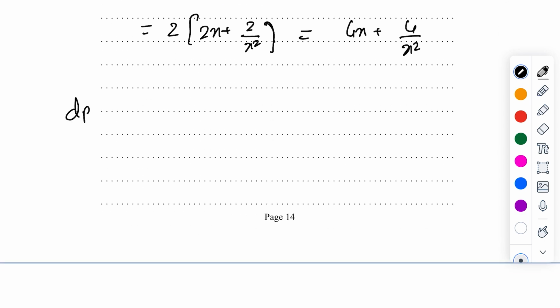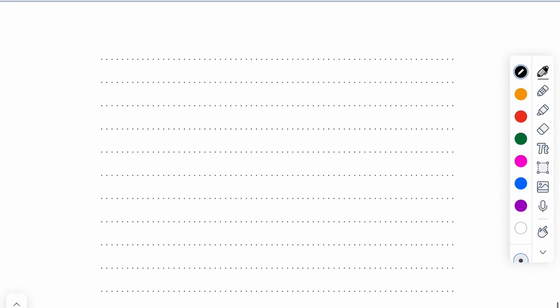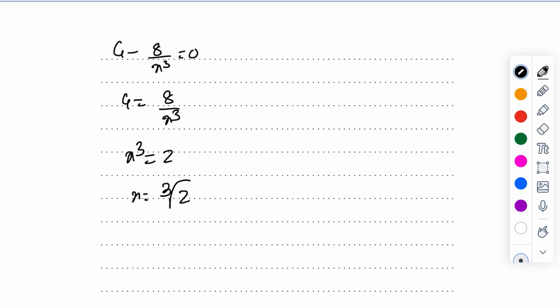So dP upon dx is 4 minus 8 x to the power of minus 3. This should equal 0. So 4 minus 8 upon x cube should equal 0. 4 equals 8 upon x cube, x cube equals 2, x equals the cube root of 2. Find the second derivative, d square P upon dx square, which is 24 upon x to the power 4.